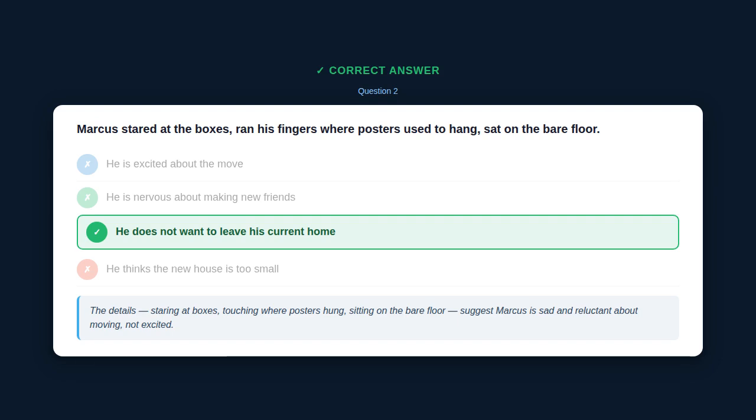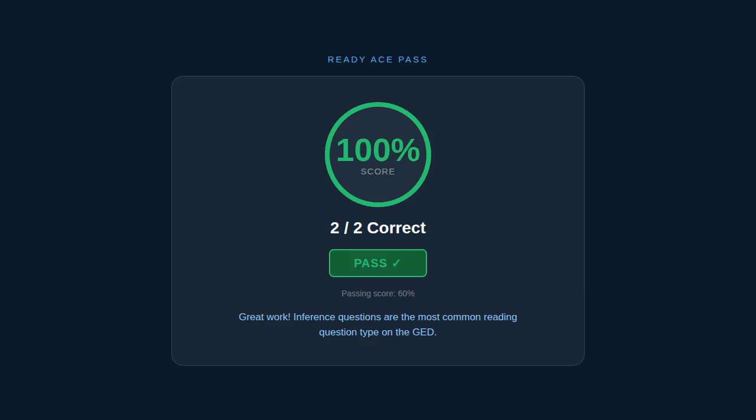Take a moment. The correct answer is C, he does not want to leave his current home. The details, staring at boxes, touching where posters hung, sitting on the bare floor, suggest Marcus is sad and reluctant about moving, not excited. You scored 2 out of 2. Great work. Inference questions are the most common reading question type on the GED.